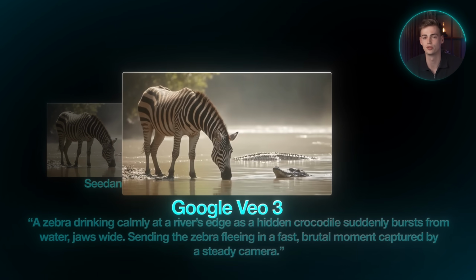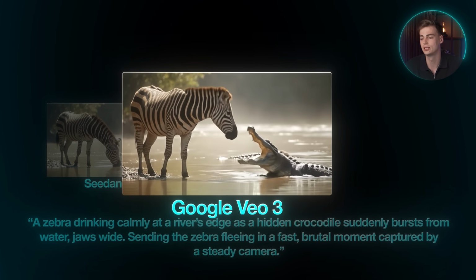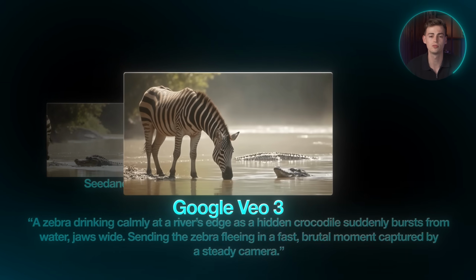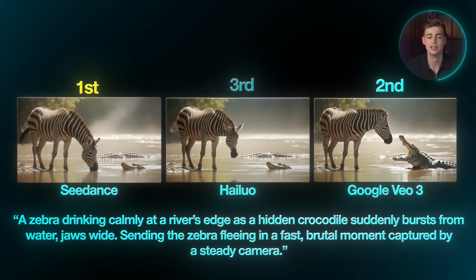The zebra looked at the crocodile for a brief moment and the crocodile barely launched at it, which looked weird. The zebra also tried to escape by running into the same direction, which is pretty funny. Overall, in this example, I would put Seedance at number 1, then Veo 3, and lastly Hailuo.